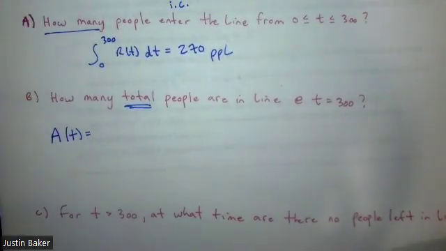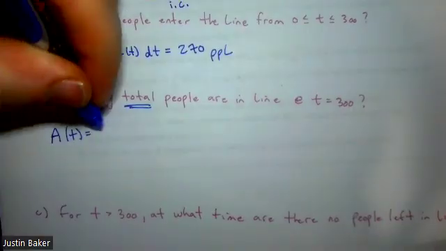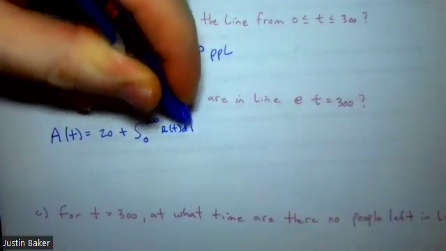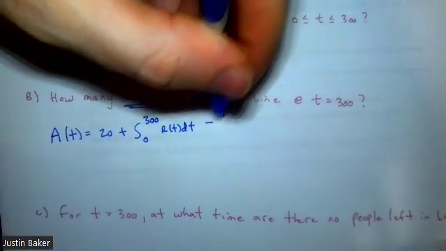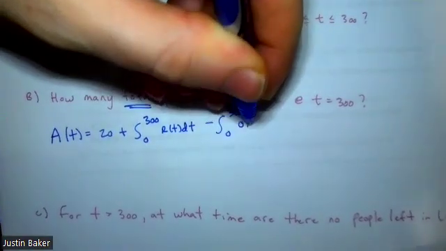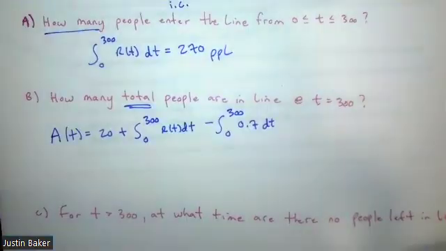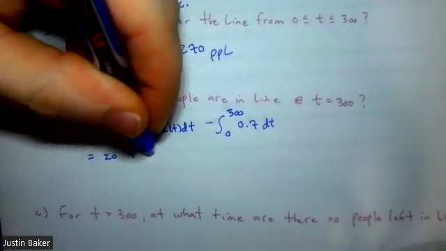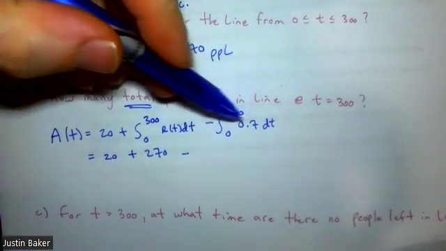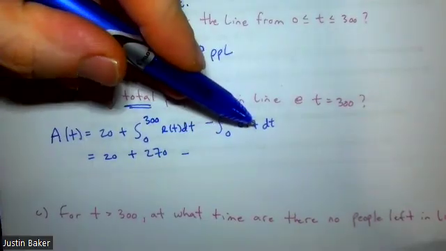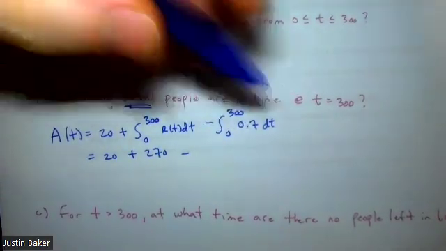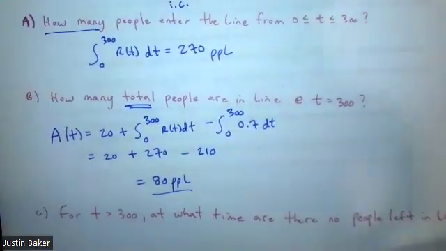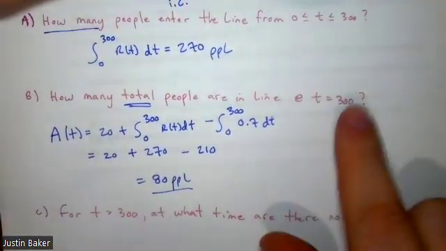So the amount formula for this would be 20 plus the integral from 0 to 300 of R of t dt, which we just figured out in part A, minus the integral from 0 to 300 of 0.7. That's the rate at which people are leaving. So then this would give you 20 plus 270 minus, you can use a calculator for this or just do it by hand, that would turn to 0.7t. Plug in your 300, you're taking away 210. That tells us that there are 80 people left after the 300 seconds.